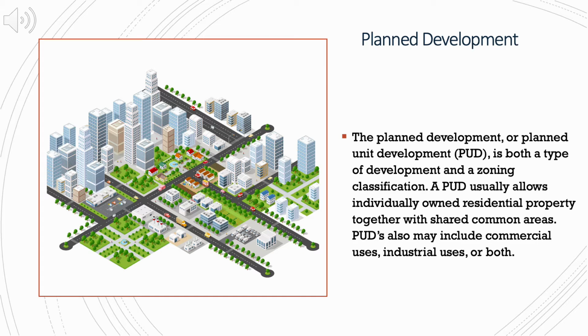Planned development. The planned development or planned unit development, PUD, is both a type of development and a zoning classification. A PUD usually allows individually owned residential property together with shared common areas. PUDs also may include commercial uses, industrial uses, or both.